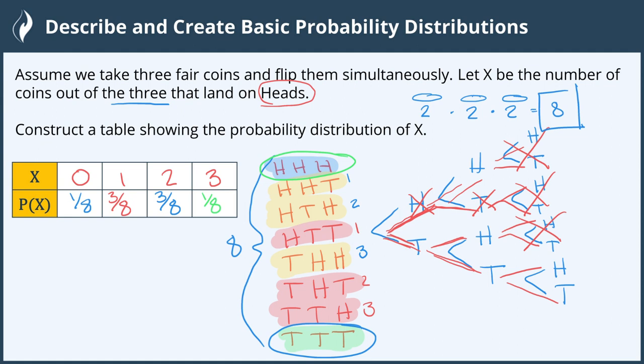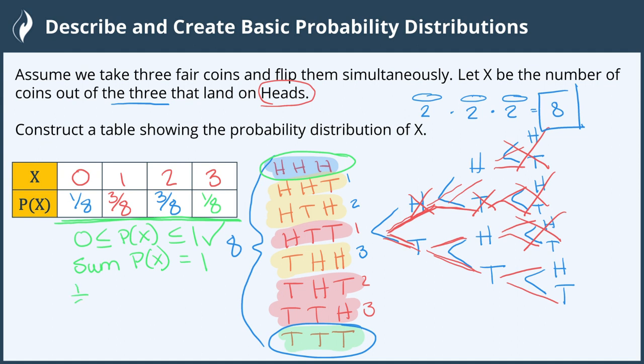Let's verify that we correctly created the probability distribution. The first thing we need to verify is that the probability of every event, so the probability of event X, is between 0 and 1 inclusive, meaning they could be 0 or 1. And we have 1/8, 3/8, 3/8, and 1/8. Those are all between 0 and 1. So that checks off. Now the second part is that the sum of all the probabilities should equal 1.